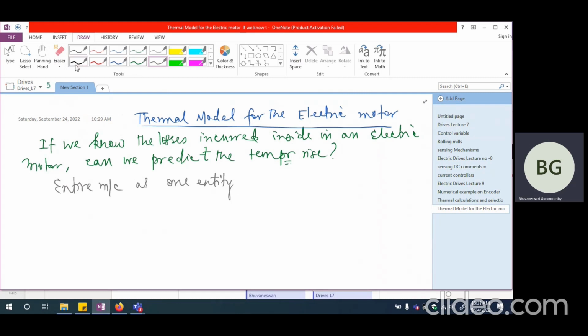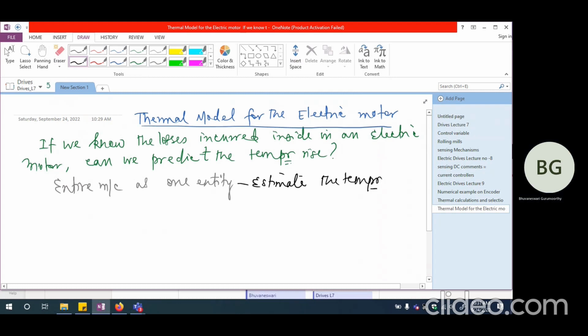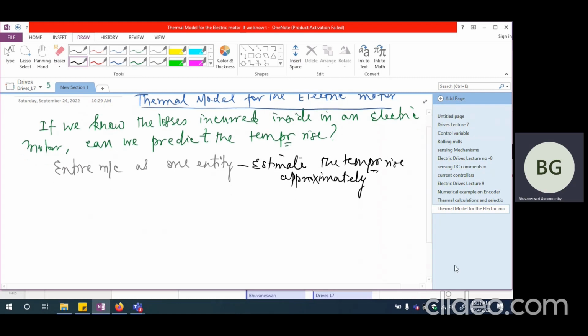So what we do here is to estimate the temperature rise approximately. So we will not be able to make very, very accurate predictions, but this kind of estimate is good enough when we are trying to select a particular motor for a particular application. Okay, so let us try to first of all develop a thermal model for the machine.